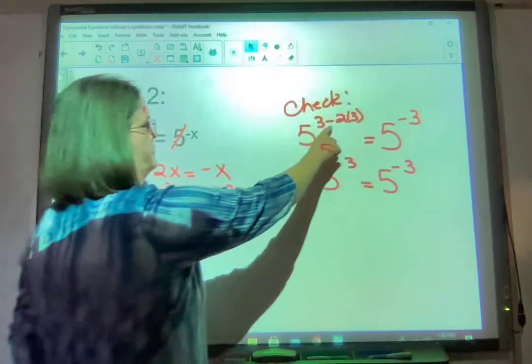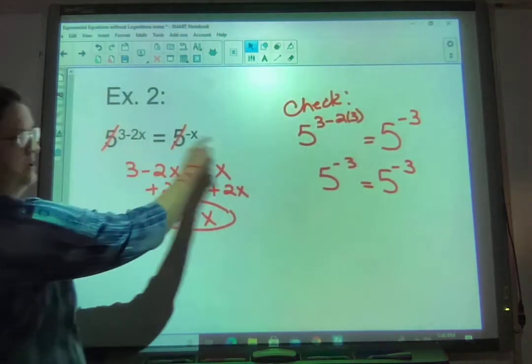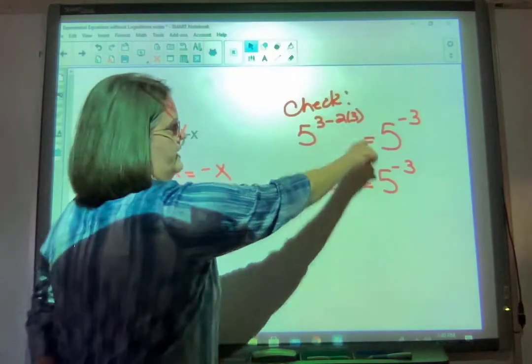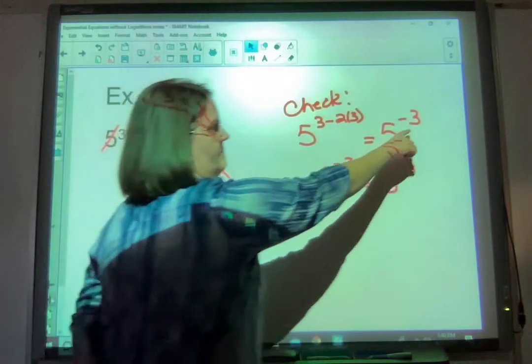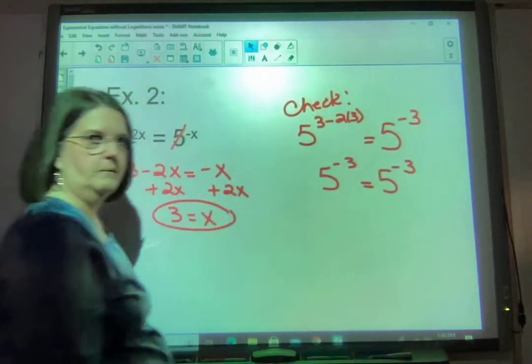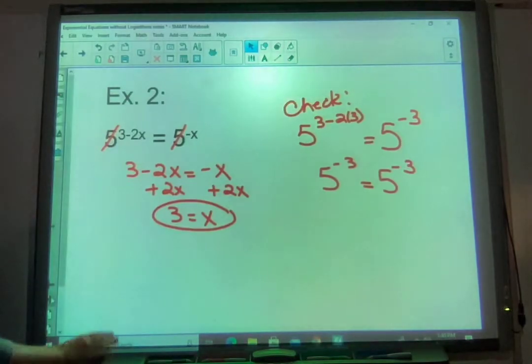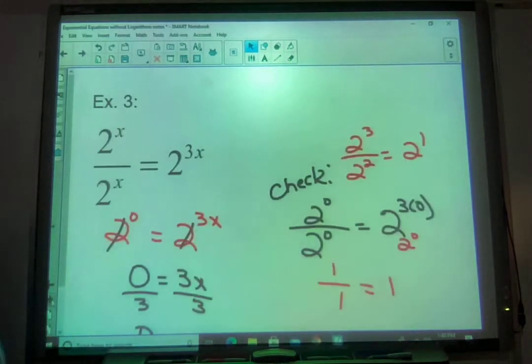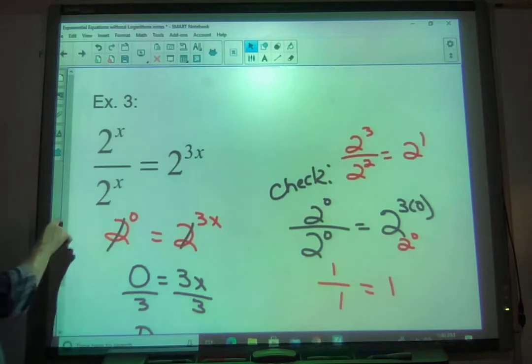So 5 to the 3 minus 2 times 3, I just plug 3 back in, is 5 to the negative 3 power, and that's what I have here, 5 to the negative 3 power. So therefore you see that it does work. Again, bear in mind that we are writing everything with the same base.